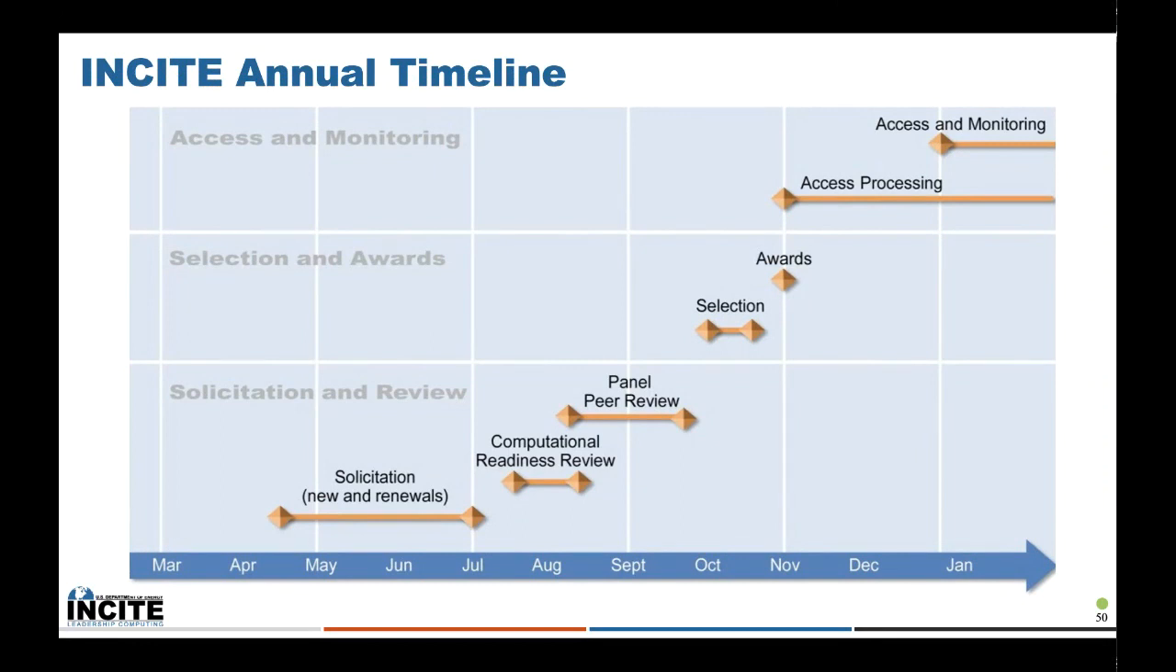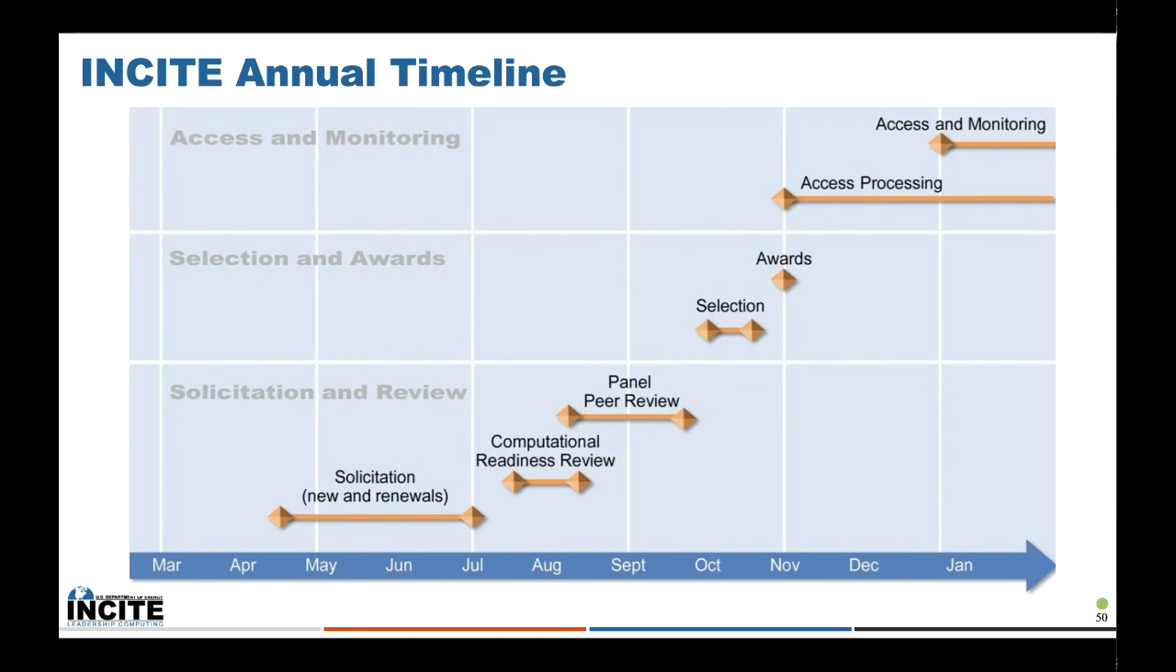So this slide illustrates the general workflow, and obviously there are 3 main phases: the solicitation and review, selection and awards, and then access and monitoring. So we are obviously currently in the solicitation period, which will last until mid-June, specifically June 18 this year. So it's important to mention the actual dates always change, so do check with the web page.